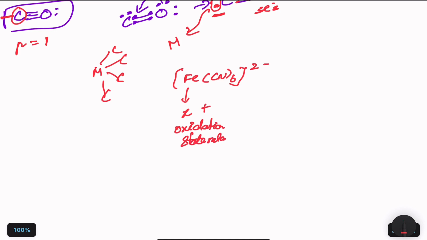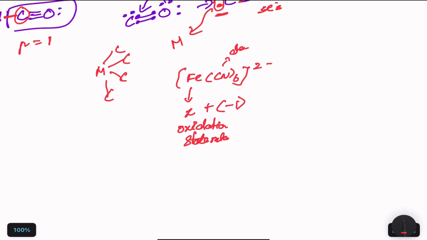And then what we will do, we will write the charge for this particular CN minus, that is called formal charge. So in this case CN will be -1 formal charge. Okay, so -1 means 6 times, so -6. And then this is the entire charge. Okay, entire charge is -2.